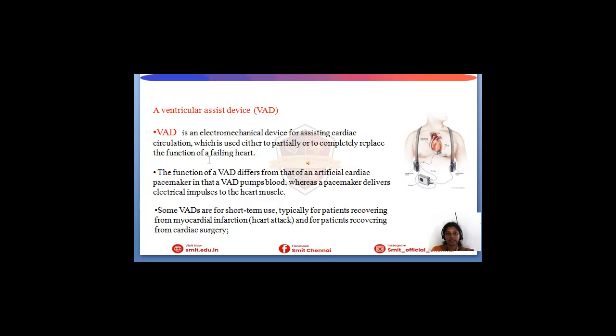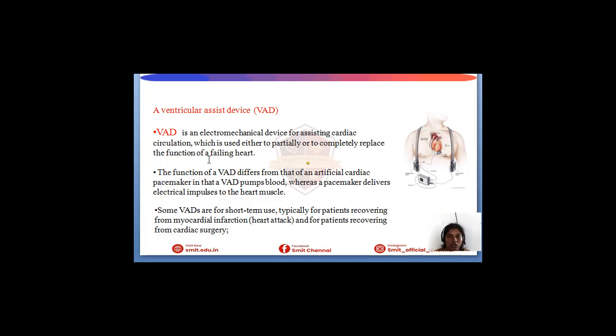Ventricular assist device, VAD. It is an electromechanical device that supports the heart to function when the left ventricle of the heart fails to work. VAD differs from a pacemaker. VAD gives mechanical support to the heart while a pacemaker gives electrical impulses to the heart.